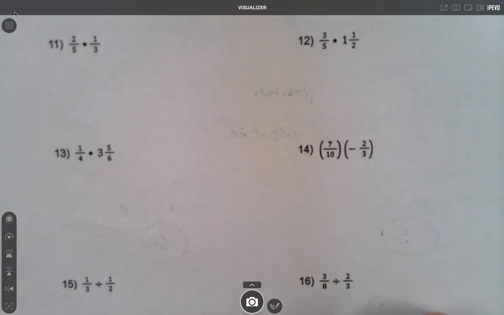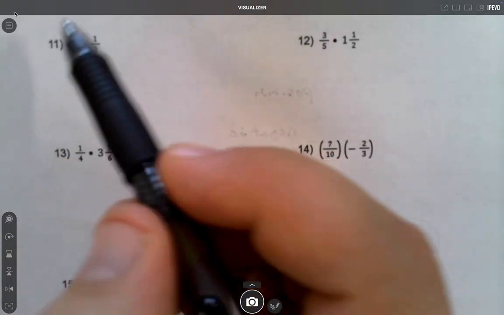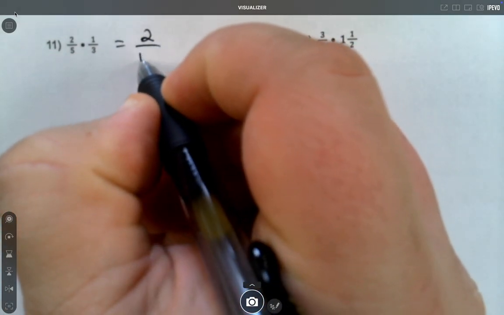Okay, we'll keep rolling on the back. So no canceling out can happen here. 2 and 3 have nothing in common other than 1. Same for 5 and 1, so I just say 2 times 1 is 2, 5 times 3 is 15.